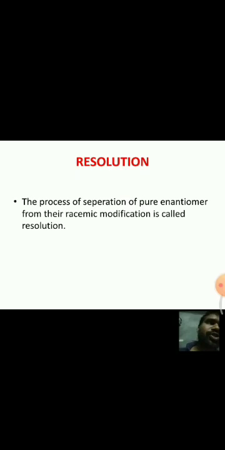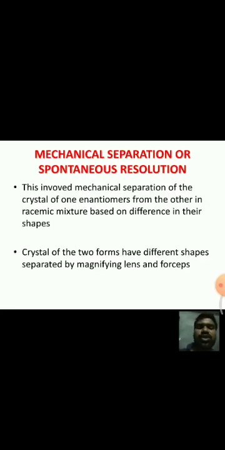And coming to resolution, the process of separation of pure enantiomers from the racemic mixture is called resolution. We have so many resolution techniques. The first one is mechanical separation or spontaneous resolution.